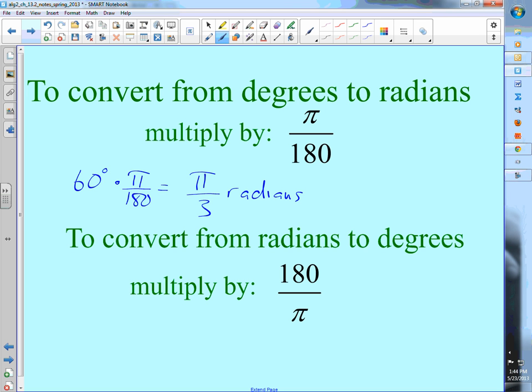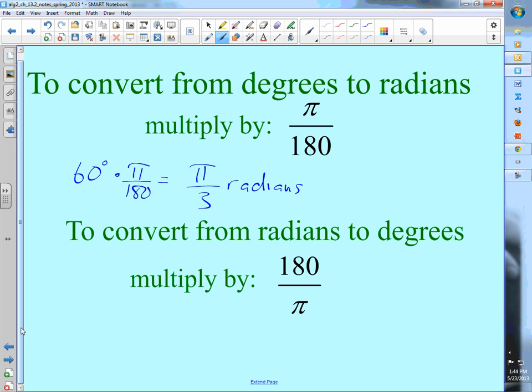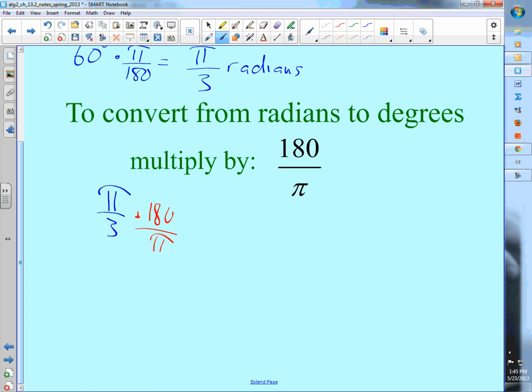To convert from degrees to radians, you multiply by pi over 180. If you have pi over 3 radians, and you want to convert from radians to degrees, you're going to multiply by 180 over pi. What cross cancels here? In this case, the pi cross cancels, and 180 divided by 3 is 60 degrees.